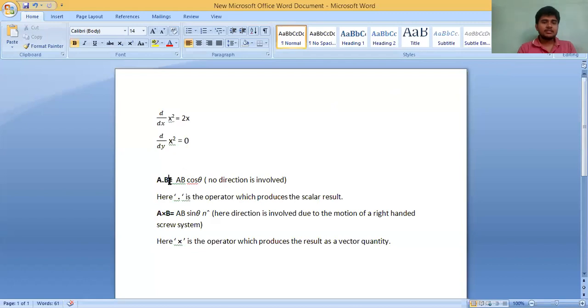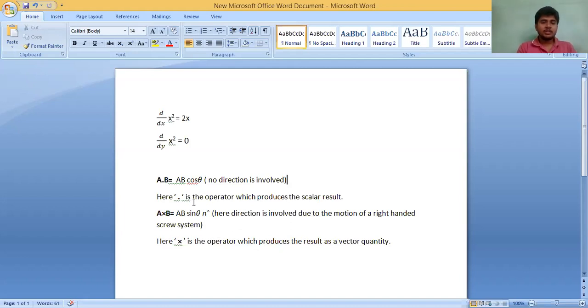Here we are again taking an example of vectors. The bold letters correspond to the vector quantities. Here we have two vectors A and B. In the first case, you can see that this is a dot product where A dot B equals AB cos theta, and in the second case, you have A cross B equals AB sin theta n cap. So in both cases, we get two different types of results. In the first case, you get a scalar result, while in the second case, you get the result in vector form. So why do we get different results?